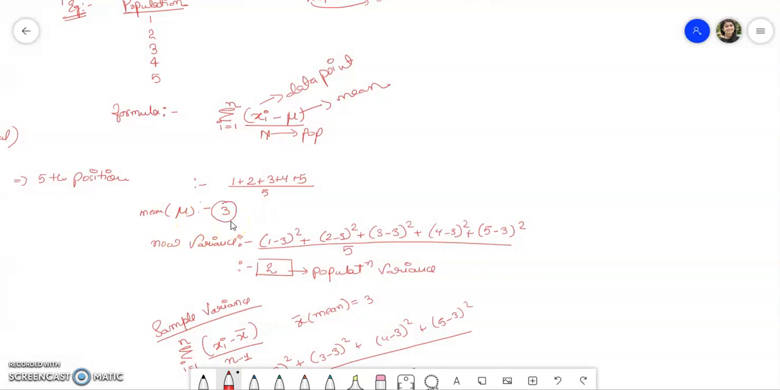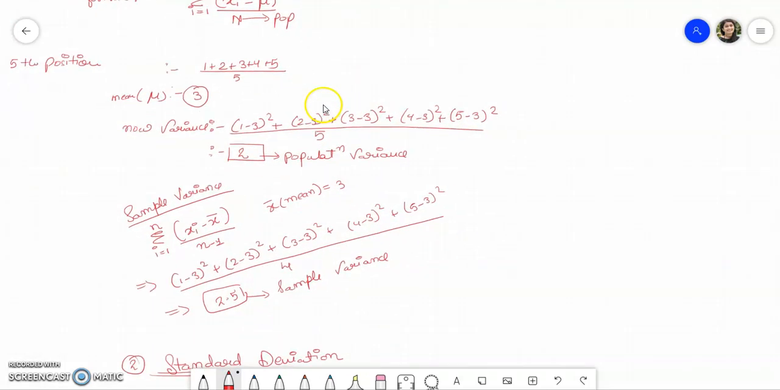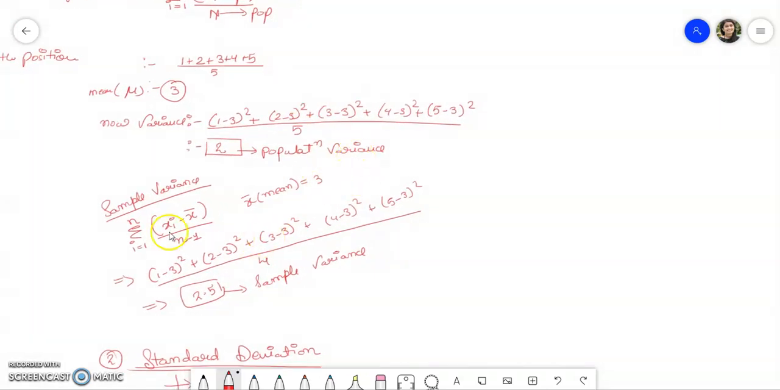Then I'm calculating the variance. So I'm just subtracting, squaring, adding all the values over here, and dividing it by 5. So the population variance is 2 over here. It's pretty much simple to understand. You just have to remember the formula.